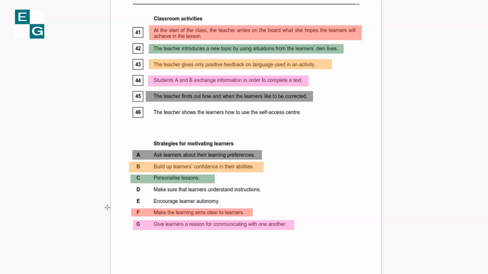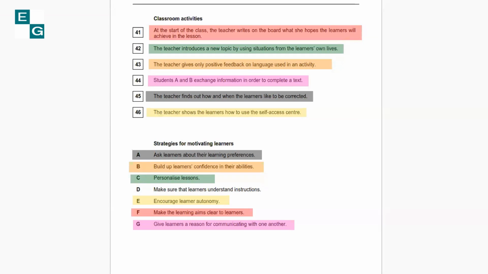And then if it says the teacher shows the learners how to use the self-access center, it will be because you want them to be able to do things on their own. So if you teach your learners how to use the self-access center, it's because you want to encourage learner autonomy. You want your students to learn that way.